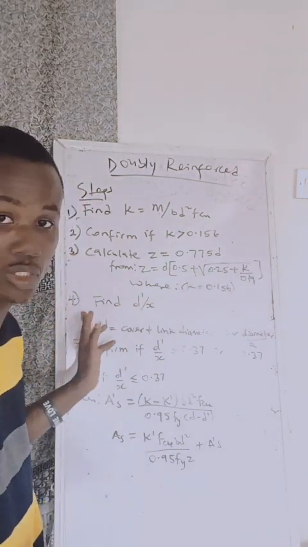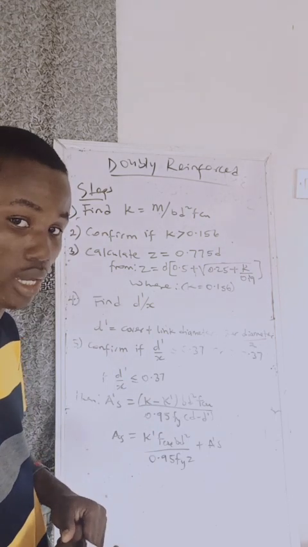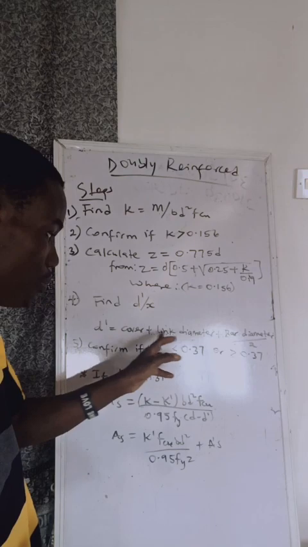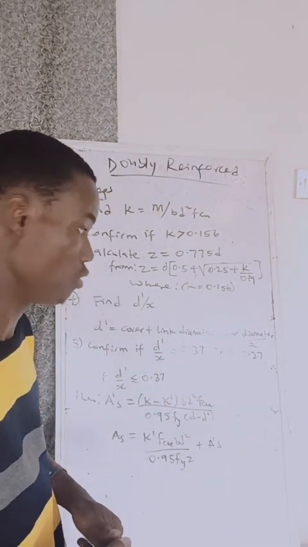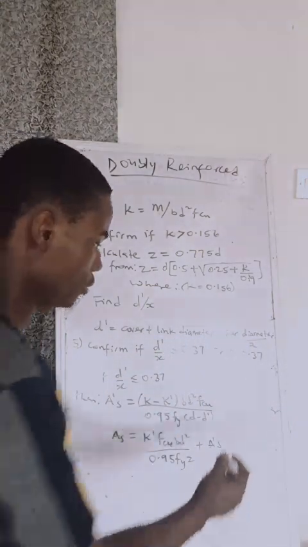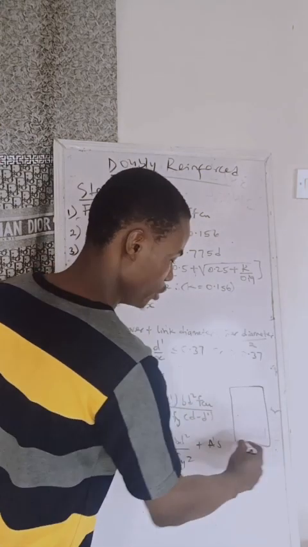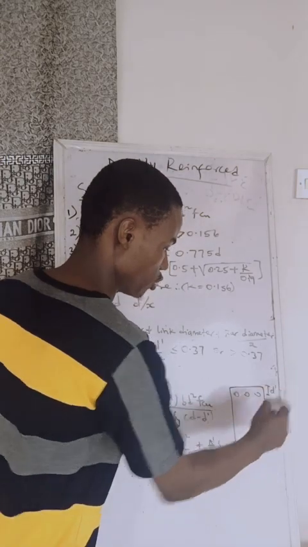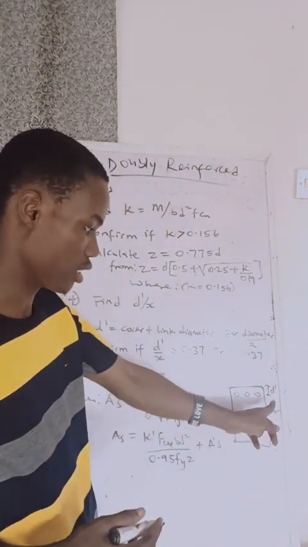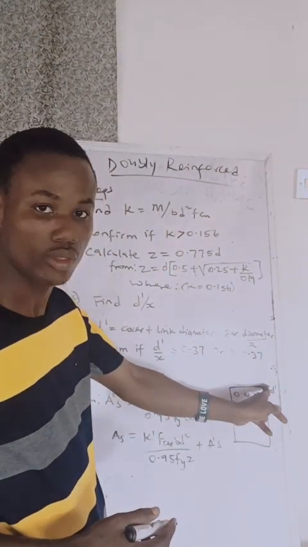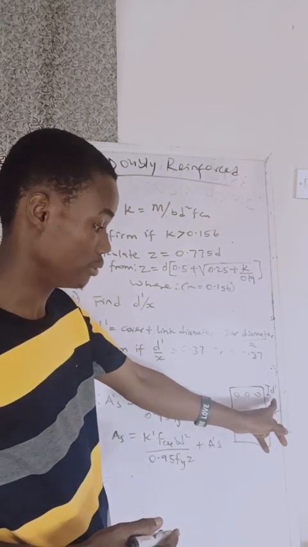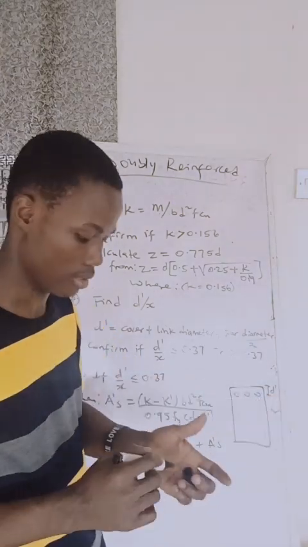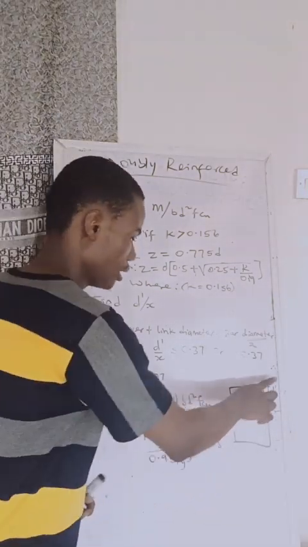The next step, step 4, is to find your d prime over x. Your d prime is cover plus link diameter plus bar diameter over 2. You can also be given your d prime. The d prime is always the distance from the top of the beam to the reinforcement mat. That is your d prime, the depth.